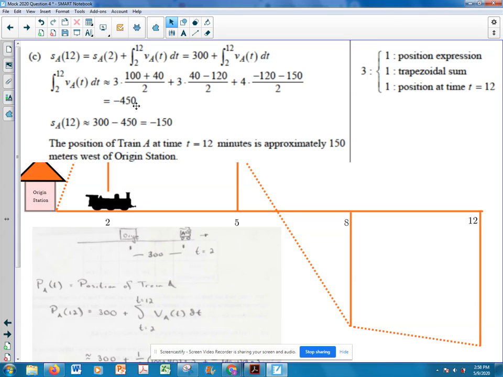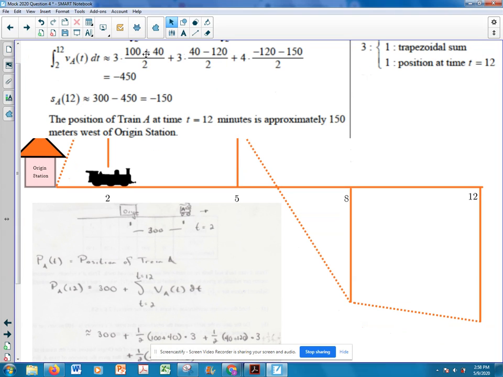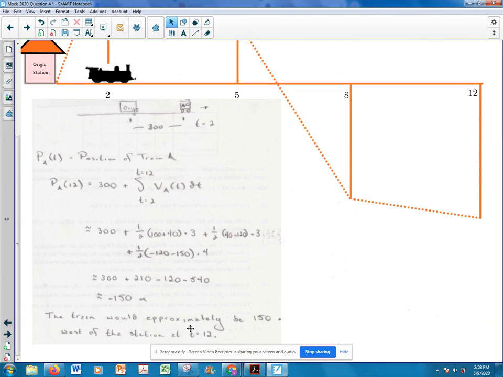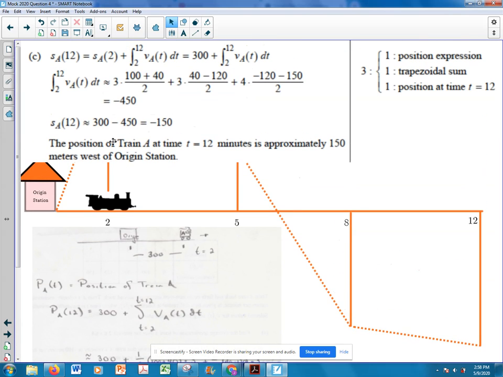They simplified it up here, whatever. If you have that on your paper, that's going to get your second point. And then if you can do the math, or even if you can't do the math, if you can do 300 minus 450 or 300 plus that, that's going to get you that last point. So there's the 3 points in there. Again, they did not ask for any units, so we don't have to worry about unit points in here.